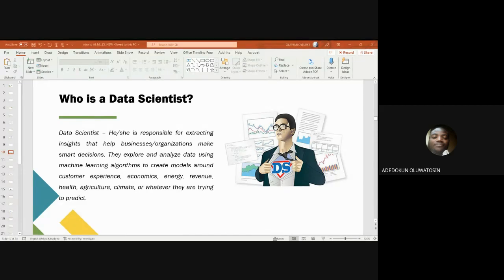I'm trying to look at the definition of a data scientist. There's this very particular slide that says they explore and analyze data using machine learning algorithms to create models around customers' experience. My understanding of data analysis is that you have a set of data you just want to analyze, probably for a research purpose. But let's assume that somebody wants to go into a business, and before you go in, you want to look at the pattern of consumption of a particular product that will inform when to buy, what influences the price, and the rest of them.